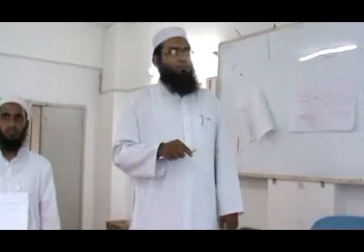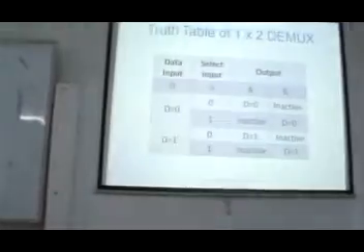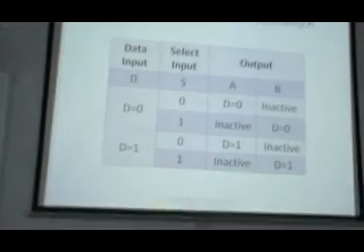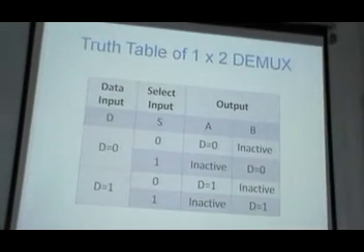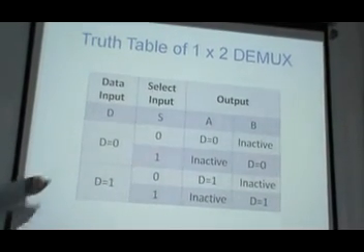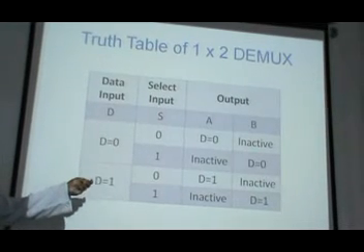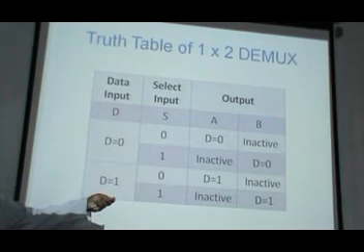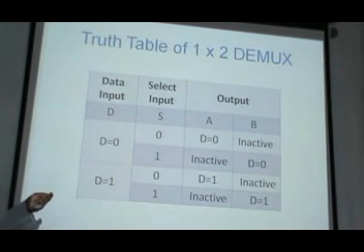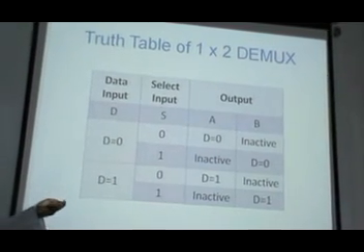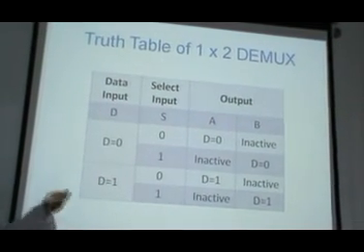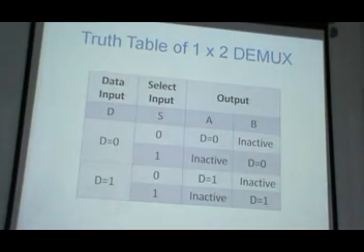Coming to the PowerPoint presentation, you can observe this is the truth table which my team members have tried their level best to explain to you by enacting it with human motions. That is, D is equal to 0 and S is equal to 0: output A is active whereas B is inactive. In a similar manner, when D is equal to 0 and the select line is 1, A will be inactive and B is active. Similarly, the remaining two lines can be explained.